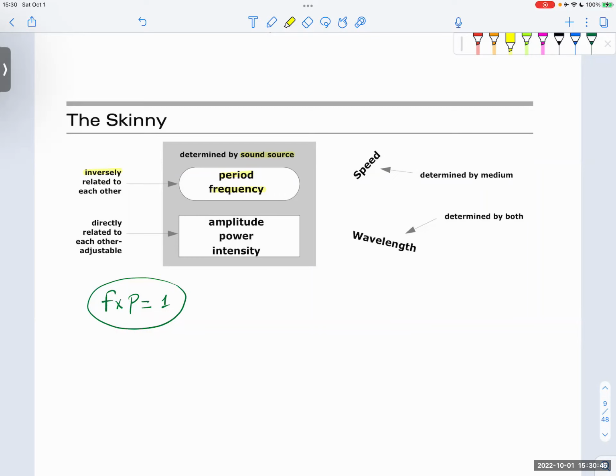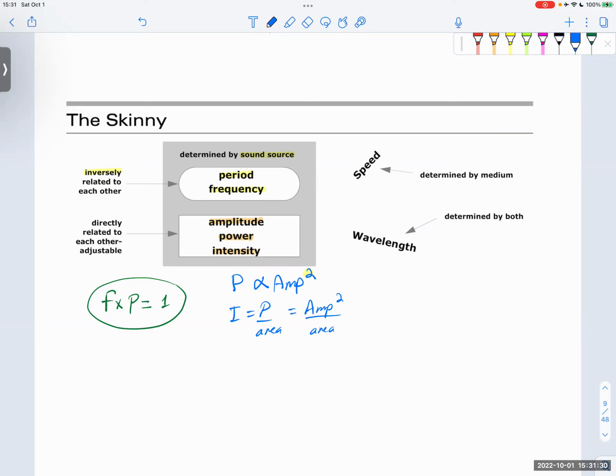Now, the other three parameters we mentioned are amplitude, which we describe in decibels, power, and intensity. The equation that we need to remember is that power is directly related to the amplitude squared, and that's very important. I'm going to highlight it here. If you double the amplitude, then the power will quadruple. And then intensity equals power divided by area, which equals amplitude squared divided by area, because area is fixed. So if you increase the amplitude, the intensity will increase, as we mentioned.